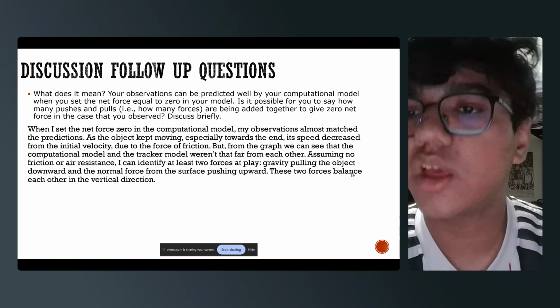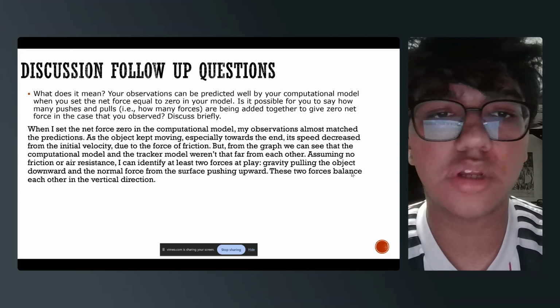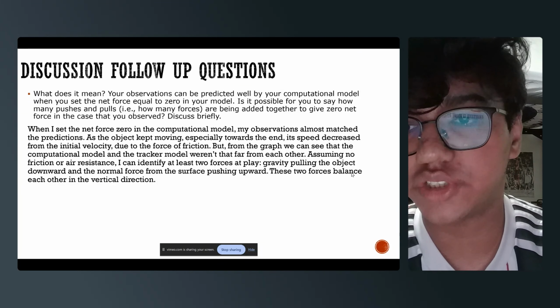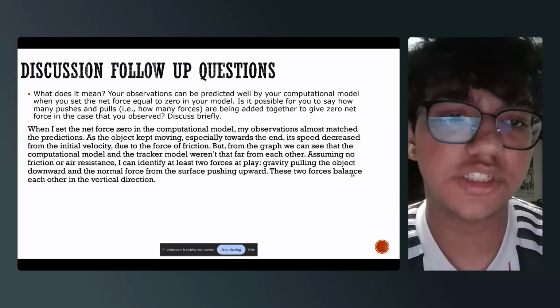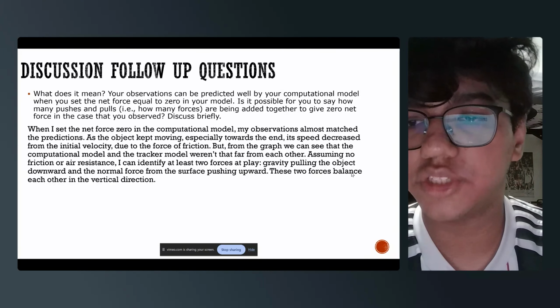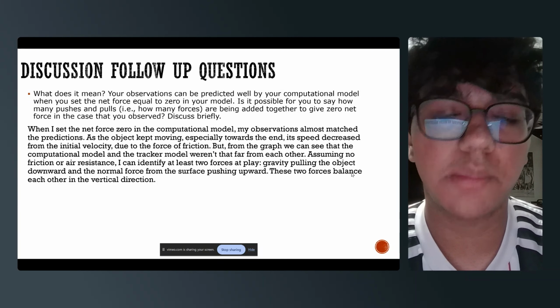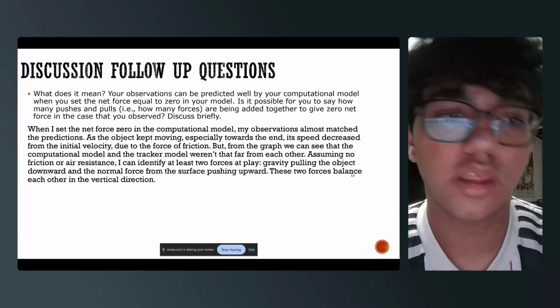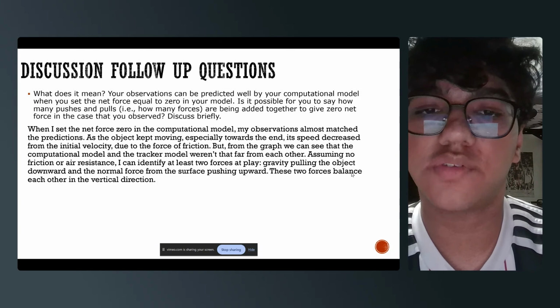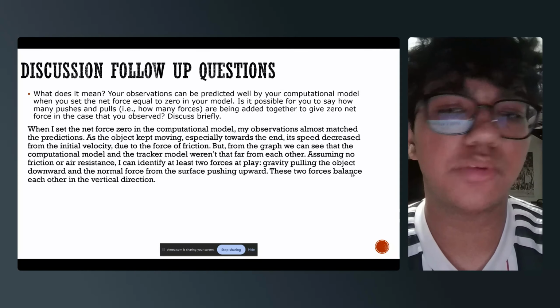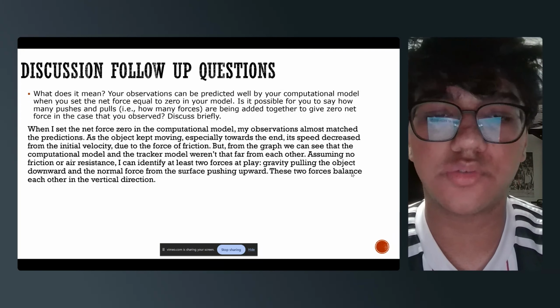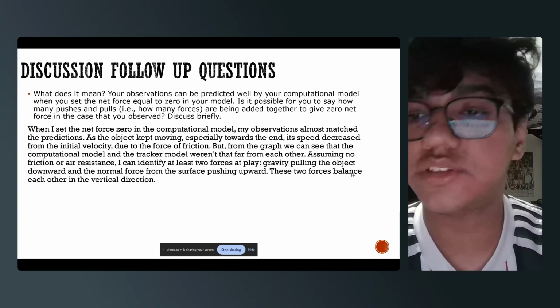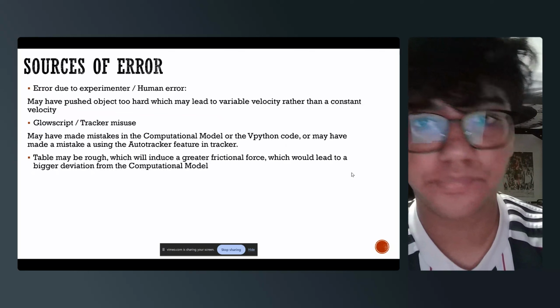Discuss briefly. When I set the net force to 0 in my computational model, my observations almost matched the predictions. As the object kept moving, especially towards the end, its speed decreased from the initial velocity due to the force of friction. But from the graph, we can see that the computational model and the Tracker model weren't that far from each other. Assuming no friction or resistance, I can identify at least two forces at play: gravity pulling the object downward and the normal force from the surface pushing upwards. These two forces balance each other out in the vertical direction.